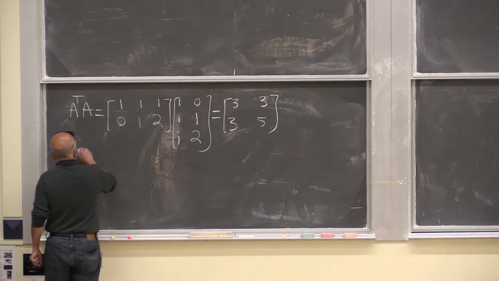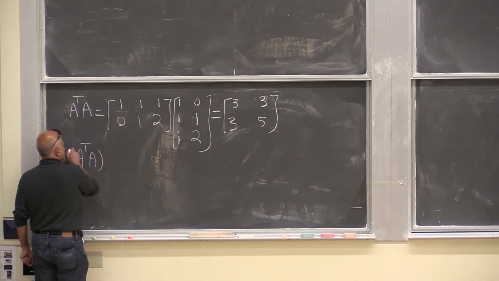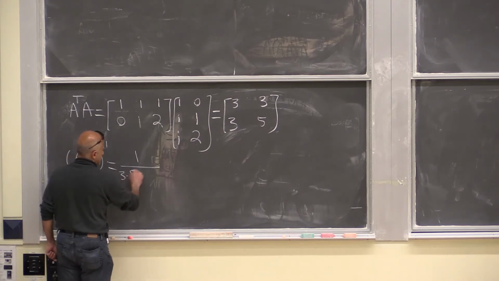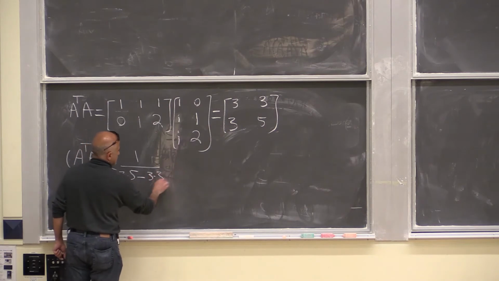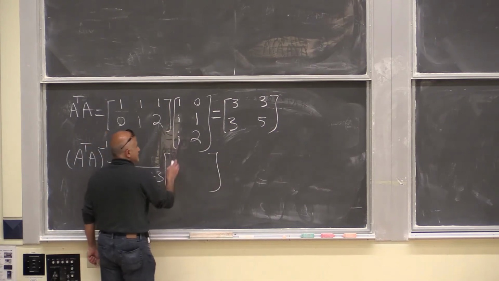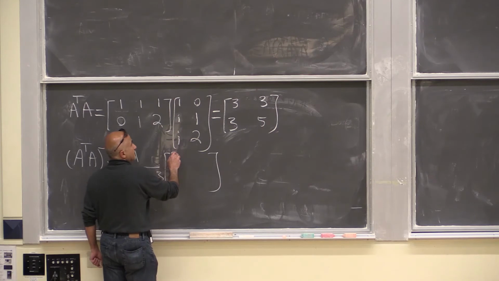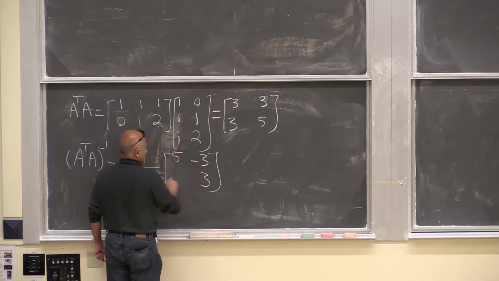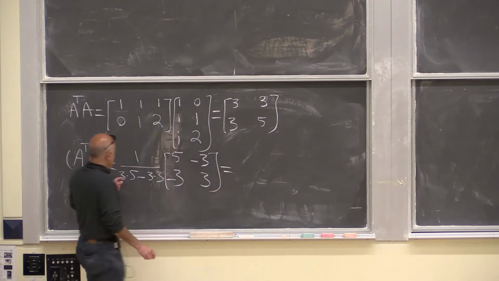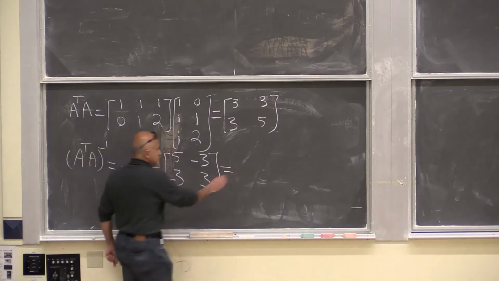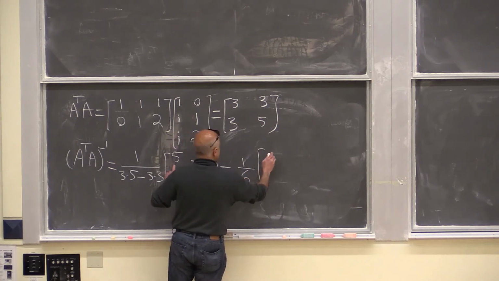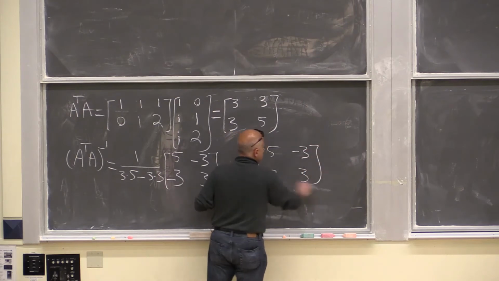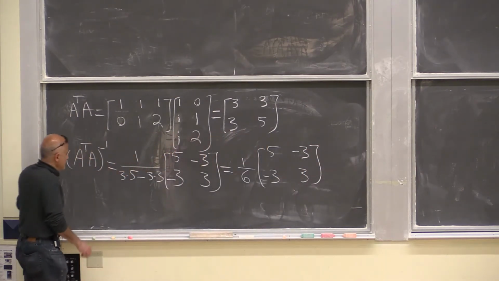And what's the inverse, Matt? 3 times 3. And then you flip A and B, so it should be 5, 3, and negate the other two, negative. So the determinant is 15 minus 9, that's 6. And I have 5, minus 3, minus 3, 3. That's A transpose A inverse.